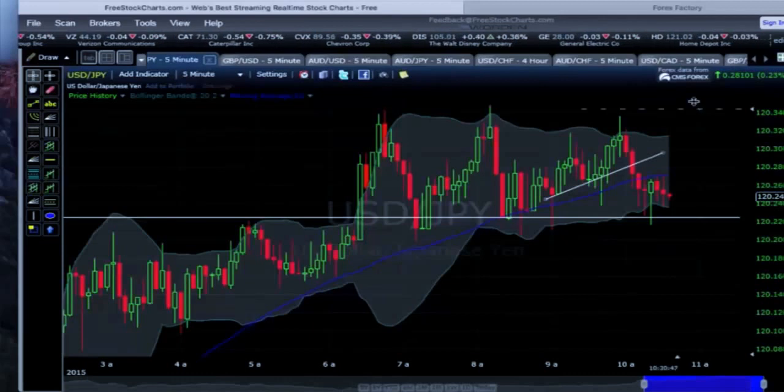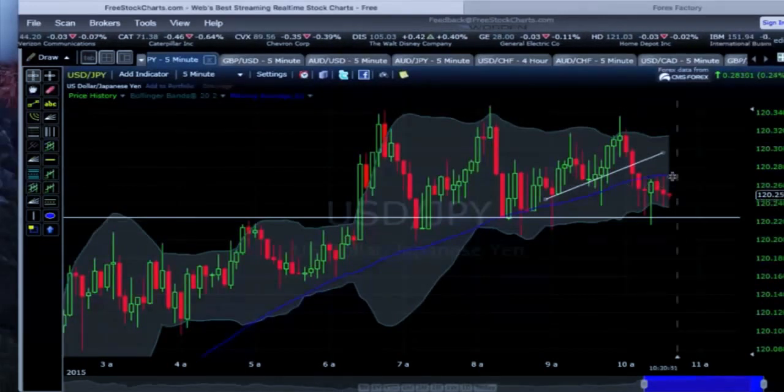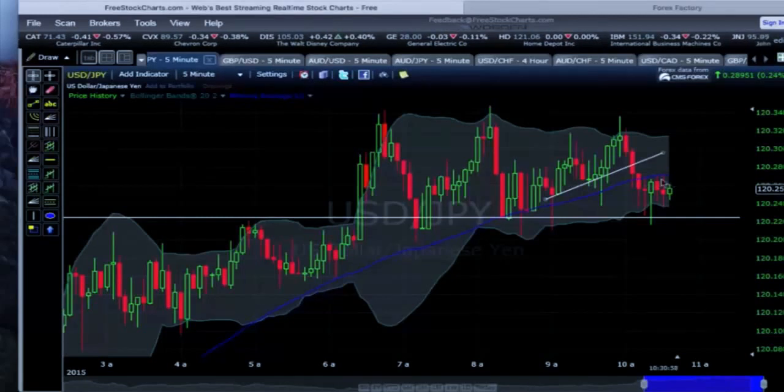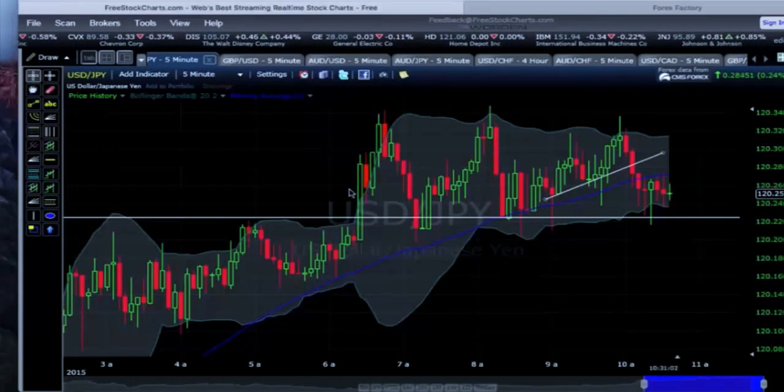You were right about this 50 moving average here. It held; it bounced off it a couple of times now. Yeah, it works. It worked today.